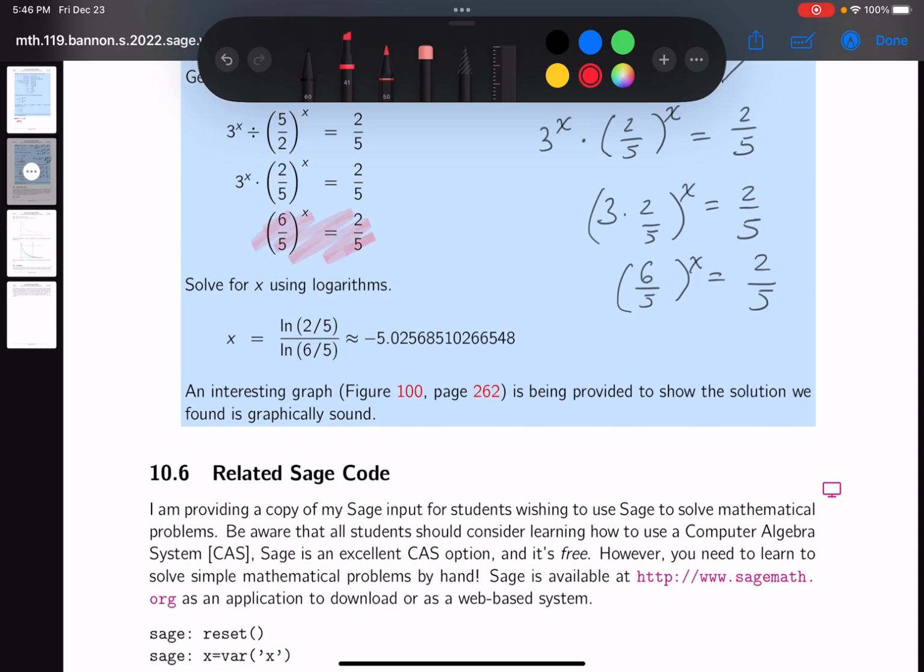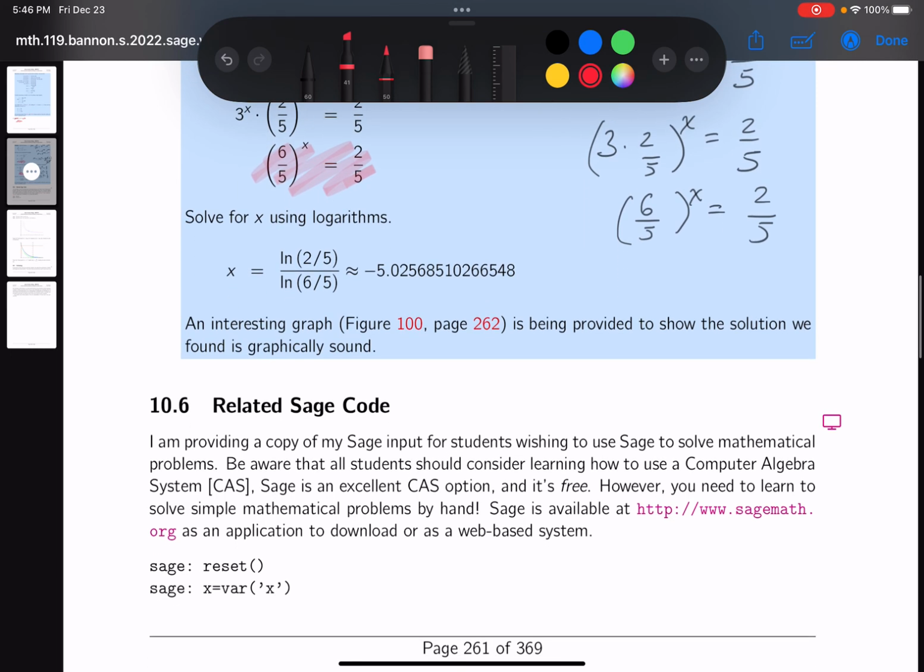Now, it's certainly looking obvious what to do. And what's obvious about that? You take the natural log of both sides. And what would you get? x times the natural log of 6/5 equals the natural log of 2/5. Then divide both sides by the coefficient of x, and you get x equals the natural log of 2/5 divided by the natural log of 6/5.